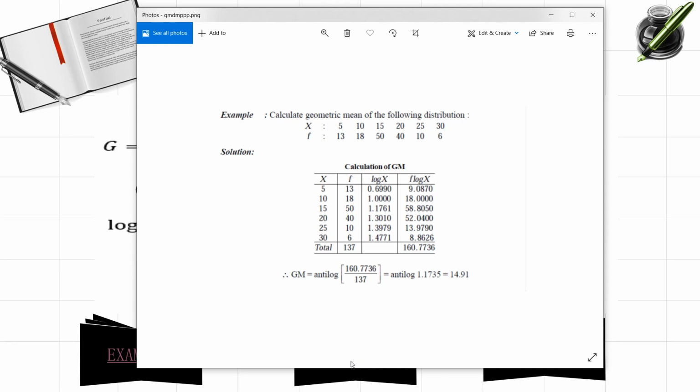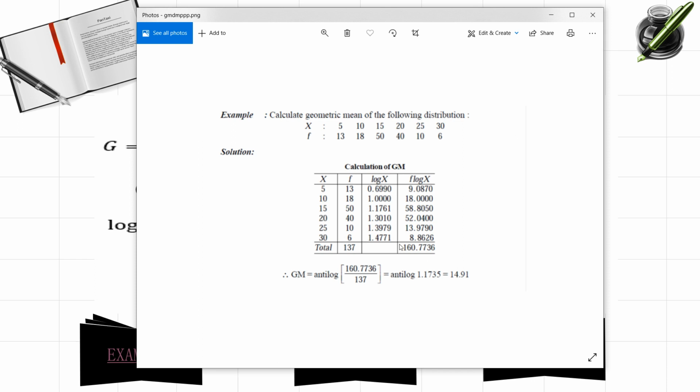As we all know, discrete series means observations and frequencies will be given to you. First of all, you are supposed to find out the logarithm for the observations and then find out the product of frequencies multiplied with the logarithm of the values, that is f log x. As you can see in the table, when you multiply the second column values with third column values, you will get the last column, which is f log x. Do the total of that, and frequencies total also you are supposed to do.